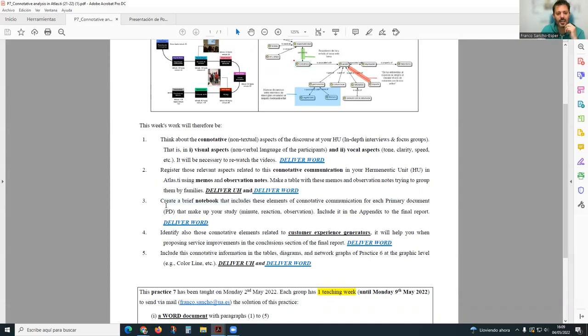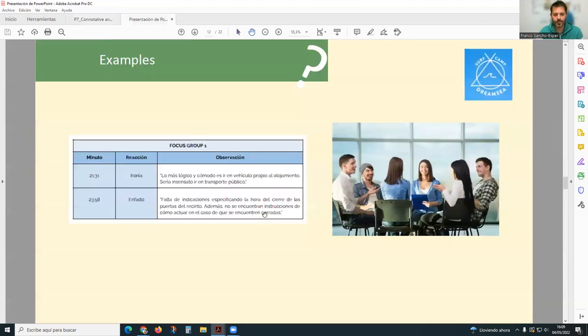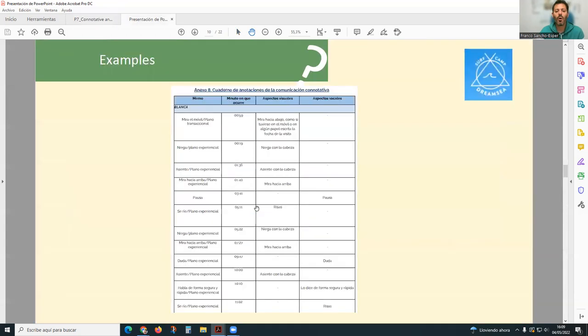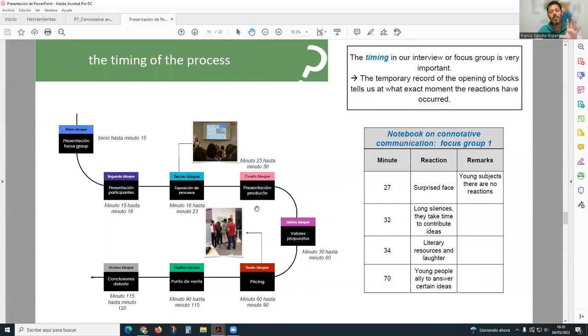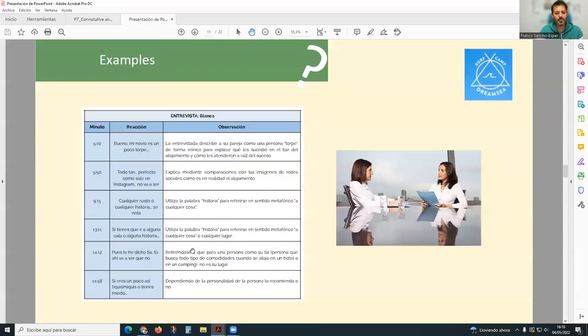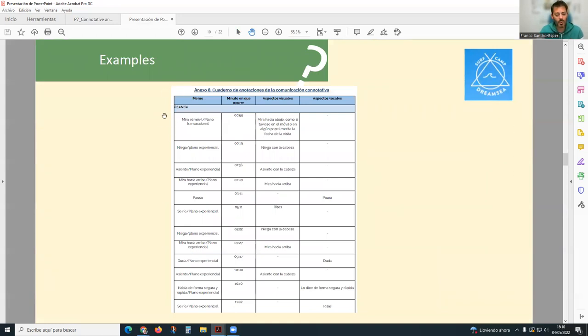This is what is necessary in point number three. Create a codebook or notebook. So you need to have the same codebook or notebook for memos as well. And at the end of this, you need to create, first of all, summarizing. You need to create for each of the different primary documents the timing. Watch the video again and create one timing for each of the different primary documents, for the in-depth interviews and for the focus groups. Second, you need to create a table like this, including the different memos or the different observational notes, the meaning and what is going on.